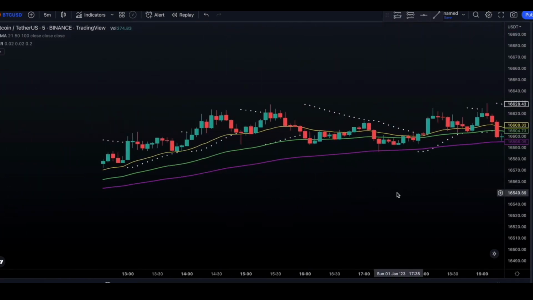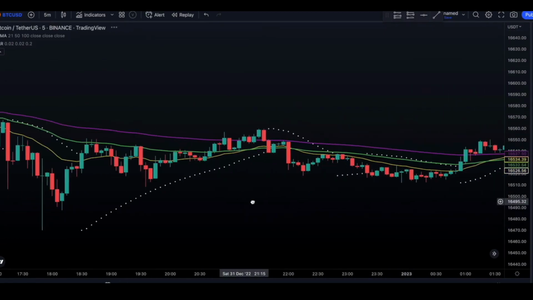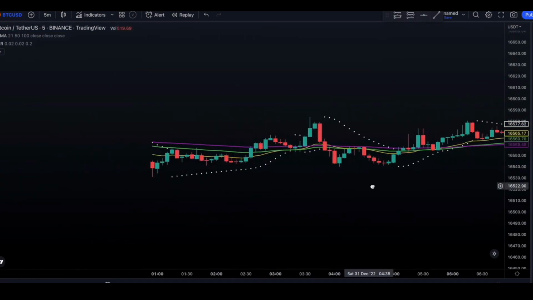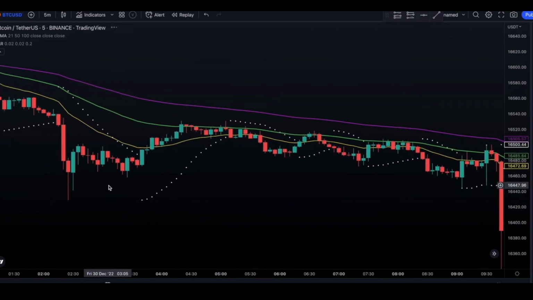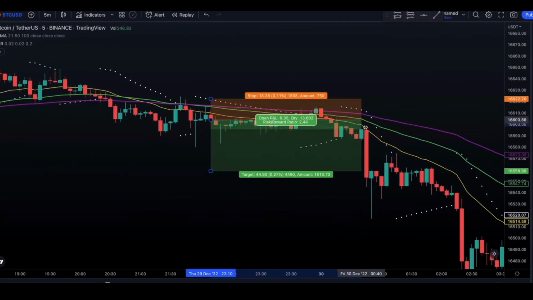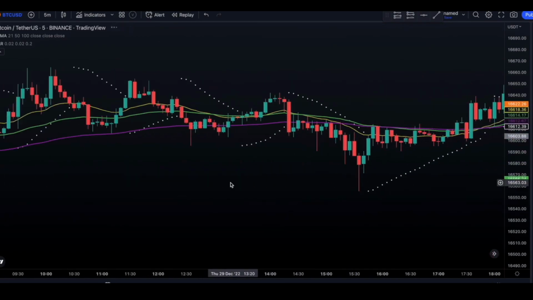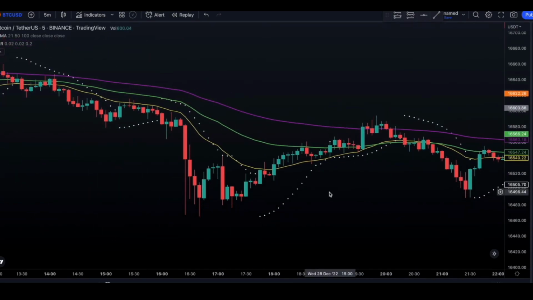Make sure that you do not deviate from the rules. You should only enter the trade once the price has met all of the conditions. You can see for yourself that this method has a really high success ratio. I also recommend not risking more than 5% of your account per trade.